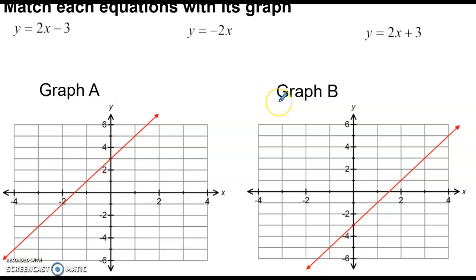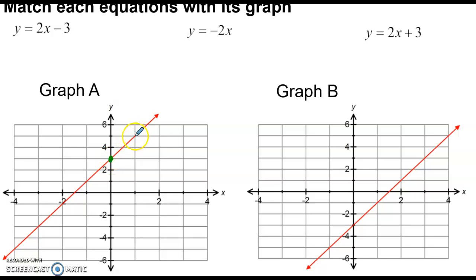For graph A, the first thing we want to do is look and find out at what point it crosses the y-axis. It crosses the y-axis right here, and that's at the point positive 3.